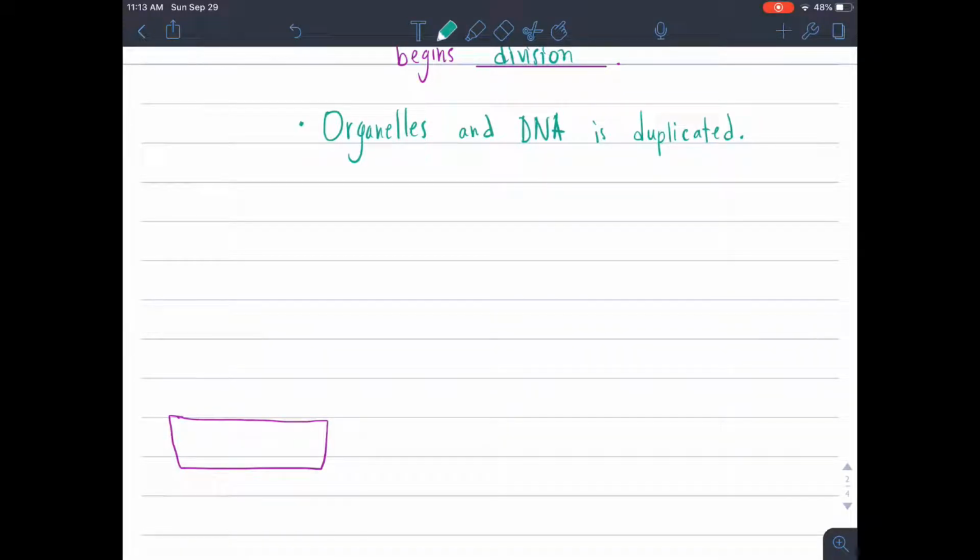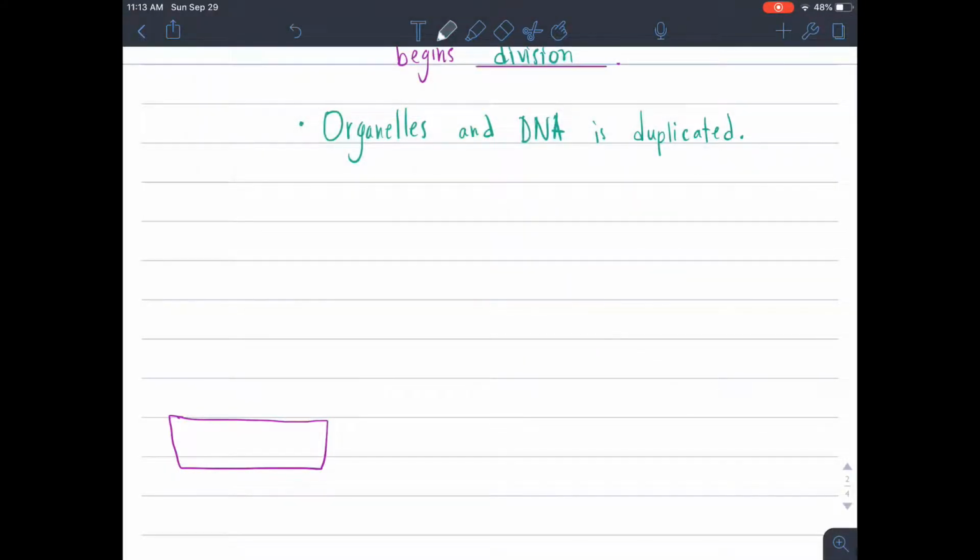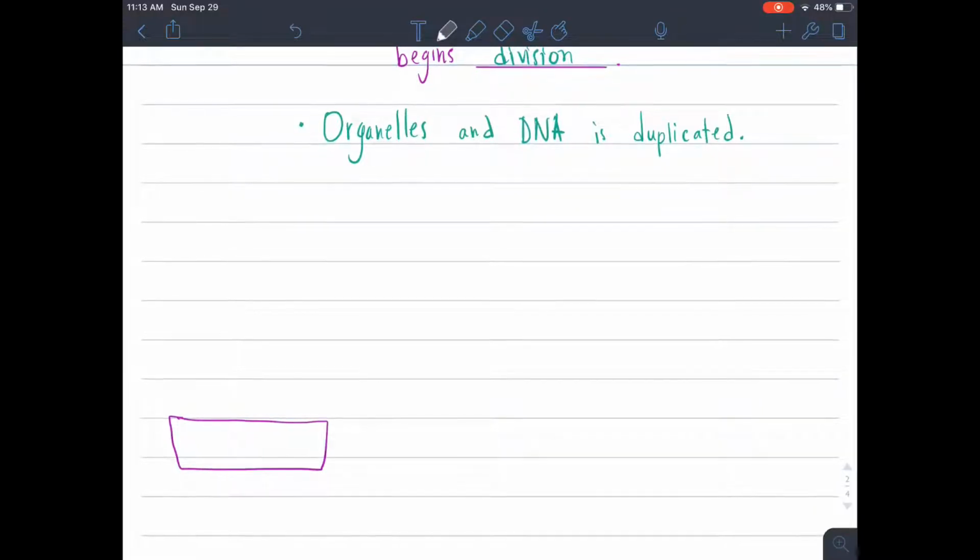So in order to draw the cells today, you're going to want to have multiple colors. So you'll see me going between colors here as we draw the different cells, but we need to draw the cell here in interphase. So if you need some colored pencils, go grab some, pause the video, and I'll see you when you get those pencils.